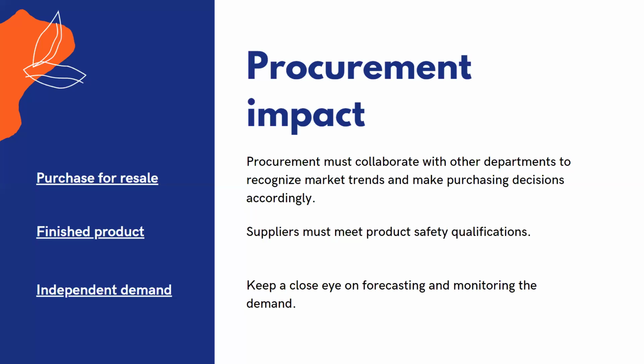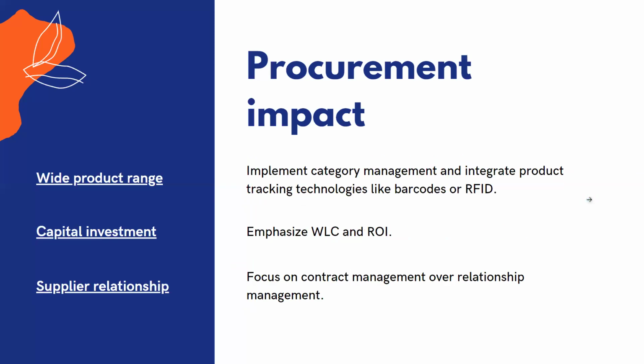With most demand being independent, procurement needs to pay close attention to forecasting and monitor the demand accordingly. Okay, so with independent demand, we need to forecast rather than using BOM or MRP to manage it. With a large product range, inventory management and category management would be very important. We may need to use barcode or RFID technology to manage a huge range of products.